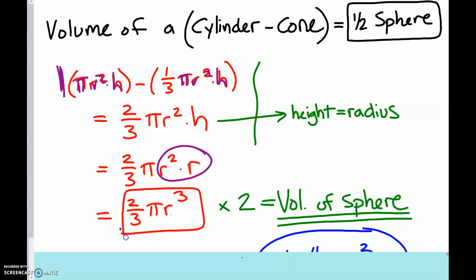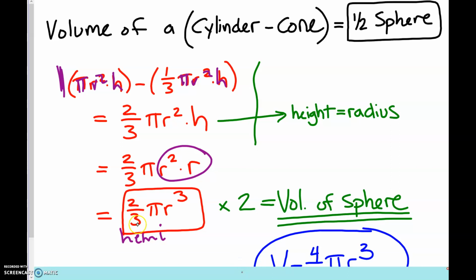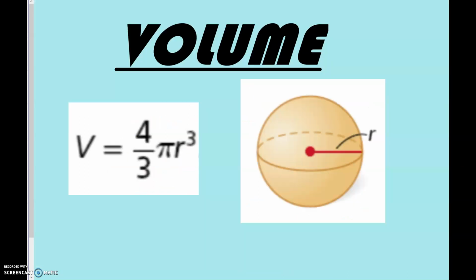So this is for a hemisphere, remember we were talking about. So now if we're going to find the volume of a whole sphere, we have to double that. So 2/3 times 2 gives you 4/3. And that's how they arrive at this formula for the volume of a sphere is 4/3 pi r cubed.